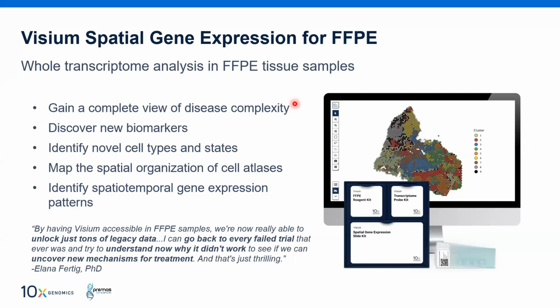So you will have the complete view of the disease complexity. You will be able to do new biomarker discoveries. You will be able to understand novel cell types and their states. And at the same time, you can also see the spatial organization and use it for creating cell atlases. And spatiotemporal gene expression patterns can be easily explored on the software part, where you can figure out what gene is expressed where just by searching the name of the gene. And these are the slides. You can see actual slides that are being used to do that.